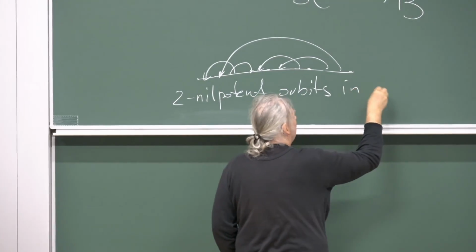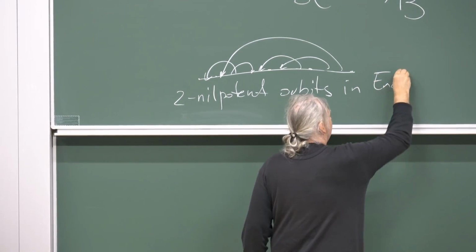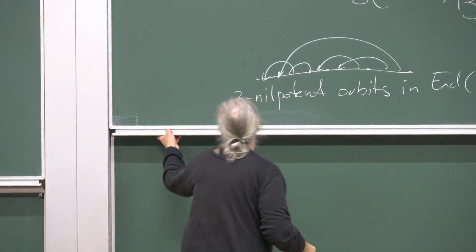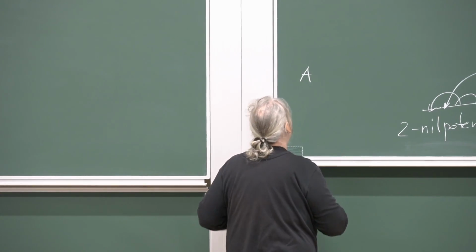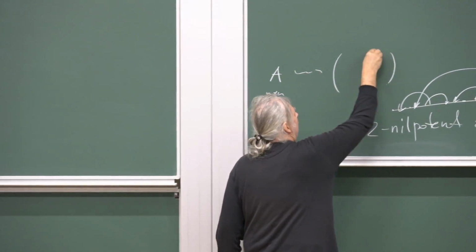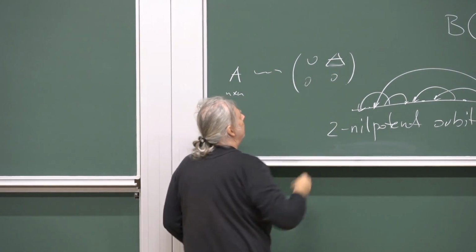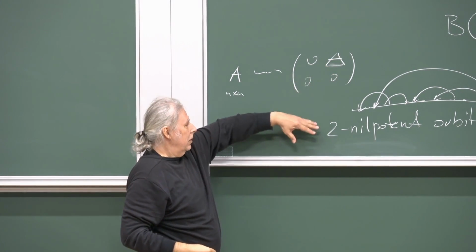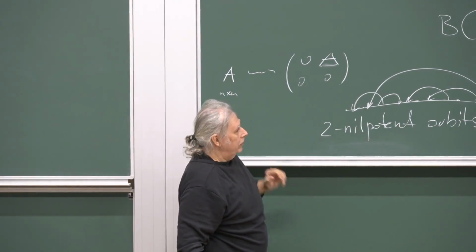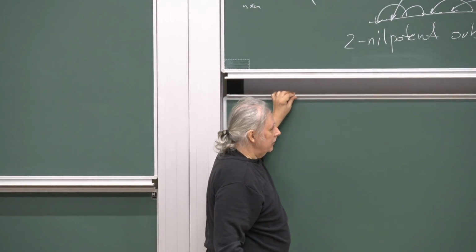Orbits in, so if I take 2n, this would be an endomorphism of Cn. If you have a matrix of size n times n, you can associate a block matrix A, which would be necessarily two nilpotent. So in fact, I now concentrate on these two nilpotent matrices, and I want to compute characteristic classes.